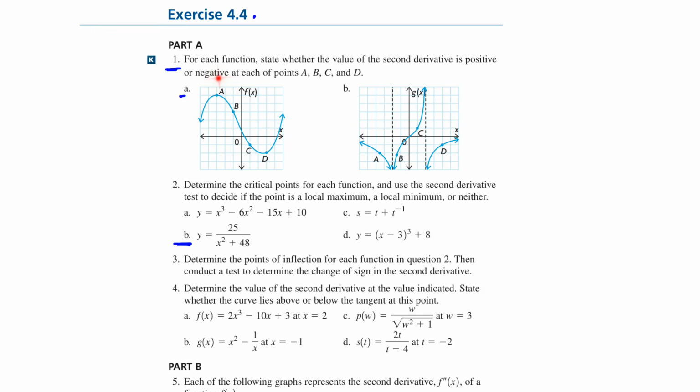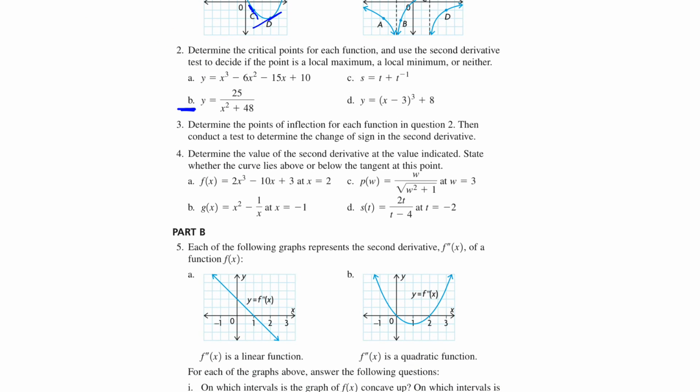Question 1. For each function, state whether the value of the second derivative is positive or negative at each point A, B, C, and D. Part A. At point A, the second derivative is 0. At point D, it is positive. At points C and B, it is negative.